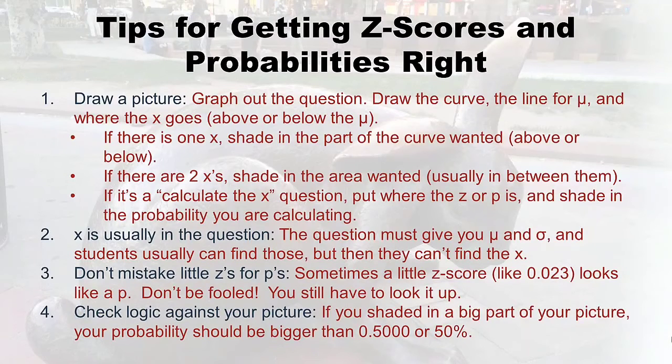Okay? Then note that x is usually in the question. If you can't find x and you're trying to do the z formula, and you're saying, okay, I'm trying to make a z-score, that's what it asks for, or I'm trying to find a probability, that's what it asks for, look in the question and you'll probably find the x in there. A big problem that I see is people mistake little z's for p's.